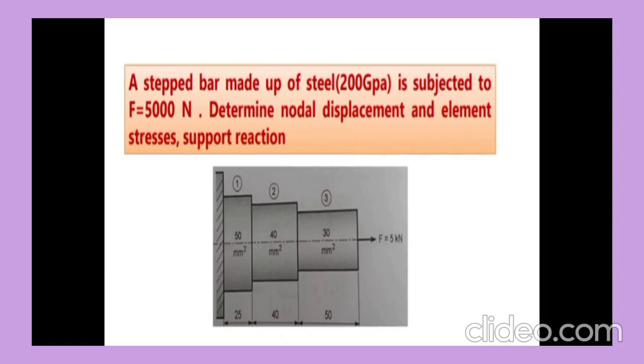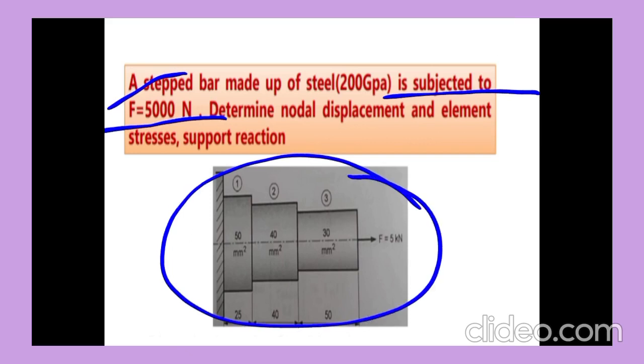So today we are going to see a problem based on step bar. The question is that a step bar made up of steel with modulus of elasticity 200 gigapascal is subjected to a force of 5000 Newton, and we need to find nodal displacement, element stresses and support reaction. This is the given problem statement figure.